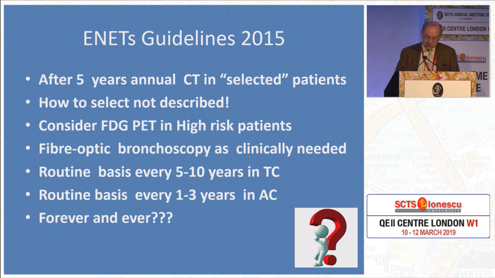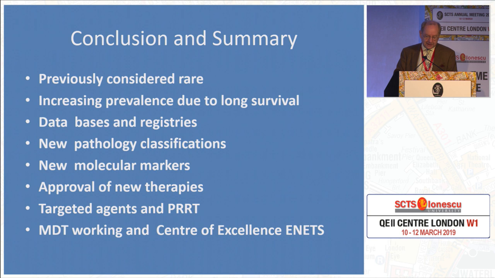So in conclusion, these are previously considered rare tumours, but the incidence is rising. The prevalence is certainly rising because of their long survival. The importance of databases and registries, and this is where UKINETS and the ENETS are important. I've highlighted the importance of the new pathological classifications, and if whoever's giving this talk in 5 years' time, it will probably be a completely different talk because the molecular markers are going to have such an important impact. We're going to hear about the new treatments, which I will skip, and I thank you for your attention, and I apologize if I've overrun.